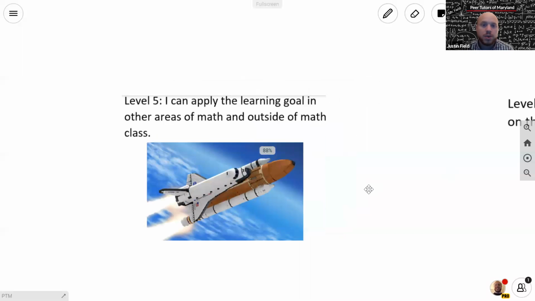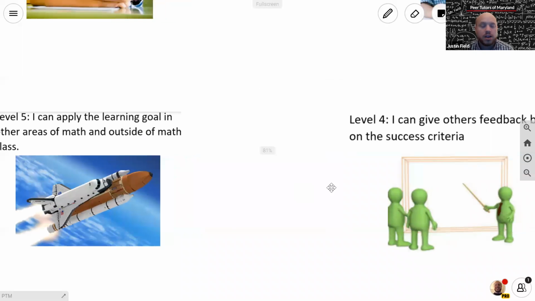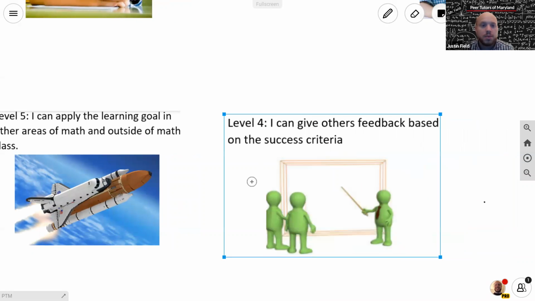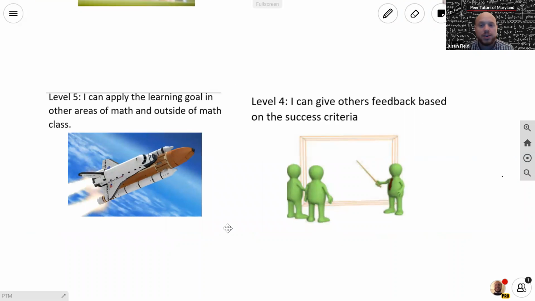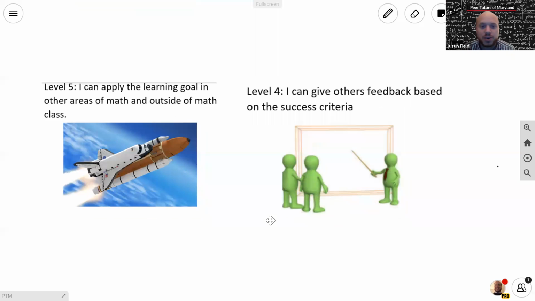So the Peer Tutors of Maryland are not just my former students, but they're my former students that have demonstrated level 4 and 5 understanding on the topics that they are tutoring and just the topics that I've taught them in general. Because when you have demonstrated this level of understanding over and over again, then you get really good at giving others feedback and applying the learning.